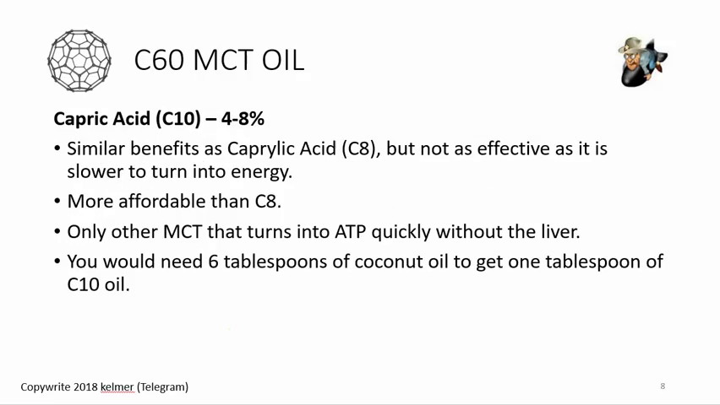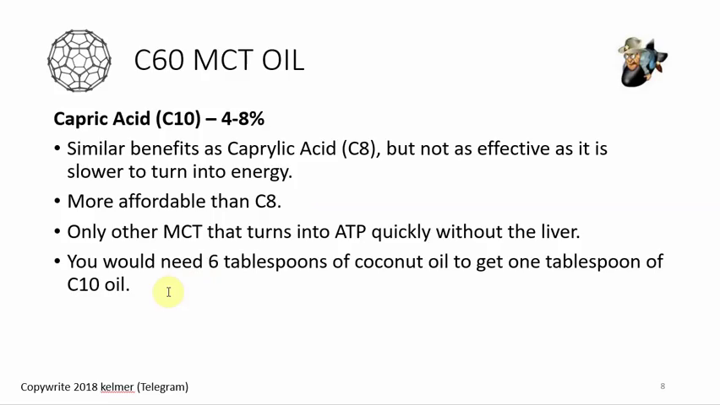it has amazing benefits. Now, the next fatty acid in coconut oil that is used in products is capric acid, which is C10, and it represents 4 to 8% of coconut oil. It has similar benefits as caprylic acid, but it's not as effective. It is slower to turn into energy. It's also more affordable. It's apparently easier to produce, or extract, I would say, than C8. And it is the only other MCT, and this is a key point again, that turns into ATP quickly without going through the liver.